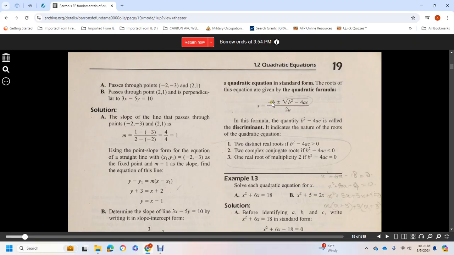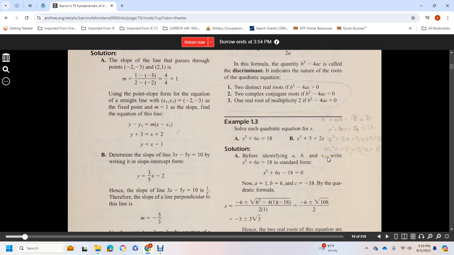x is equal to negative b plus or minus the square root of b squared minus 4ac, all over 2a. The quantity b squared minus 4ac, called the discriminant, indicates the nature of the roots of the quadratic equation. Two distinct real roots: b squared minus 4ac is greater than 0. Two complex conjugate roots: b squared minus 4ac is less than 0. One real root of multiplicity 2: b squared minus 4ac equals 0.